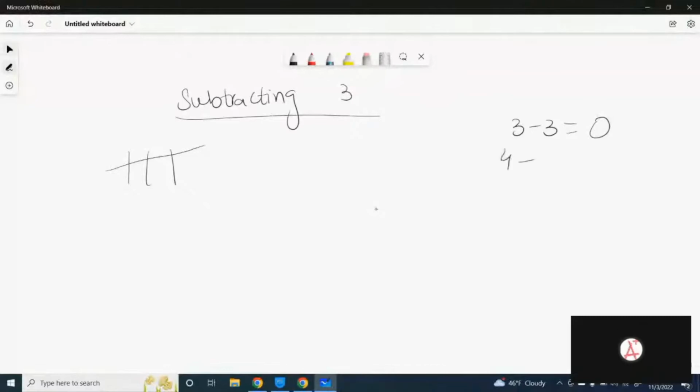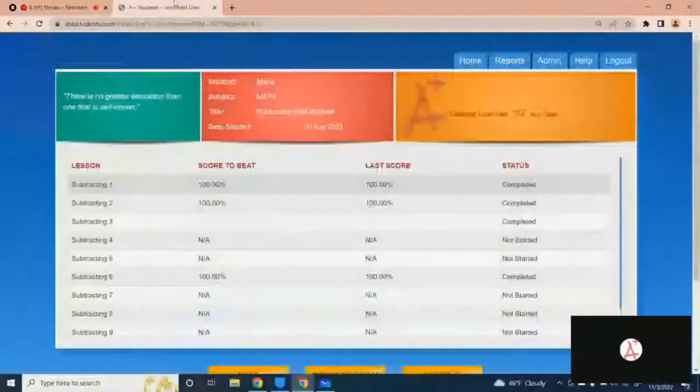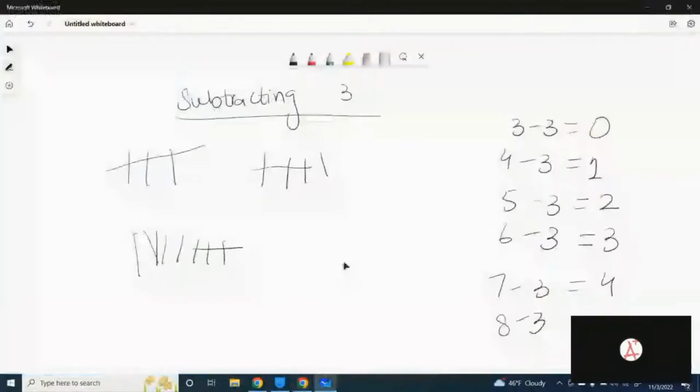Okay, then you have 4 take away 3. Okay, so we are doing 8 subtract 3. So 8 subtract 3 is: just make 8 lines, 1, 2, 3, 4, 5, 6, 7, 8, and remove 3 of them. 1, 2, 3, you're left with 1, 2, 3, 4, 5. You're left with 5. So 8 subtract 3 is 5. Got it?